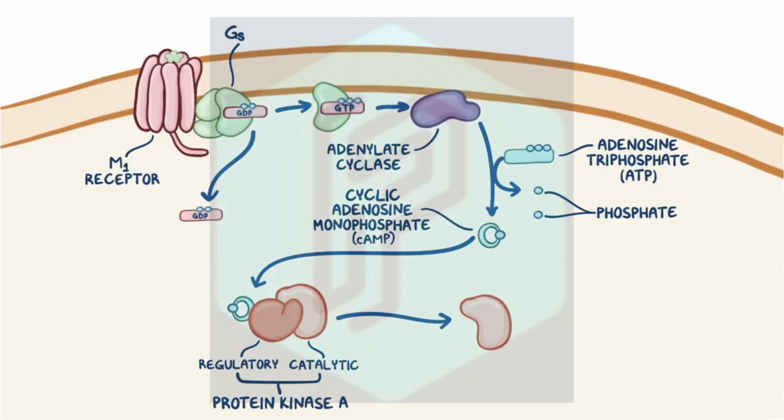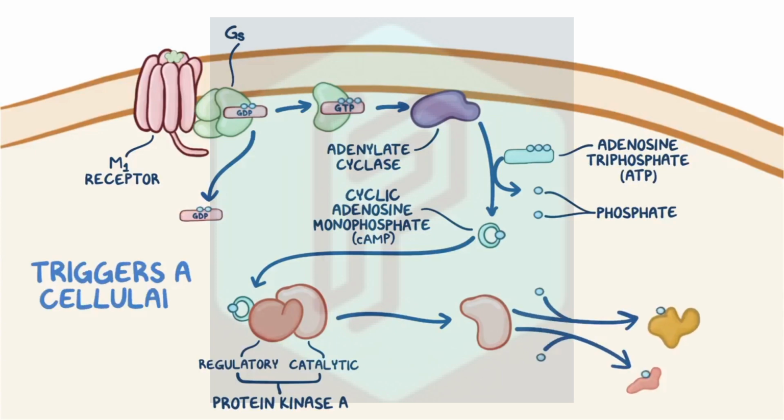It's like pulling the pin out of the fire extinguisher. It allows the fire extinguisher to do its job. So, when there's a lot of cAMP around, the catalytic subunit of protein kinase A is free to phosphorylate target proteins that trigger a cellular response.